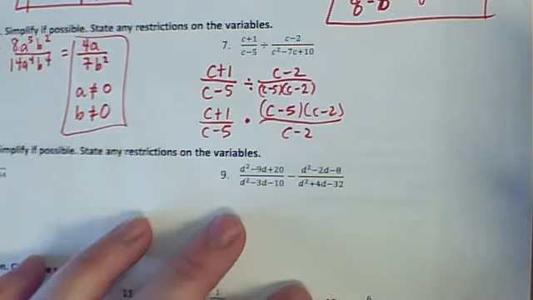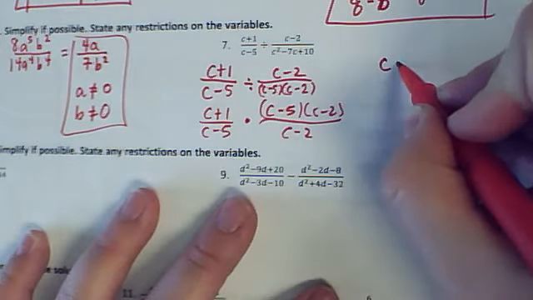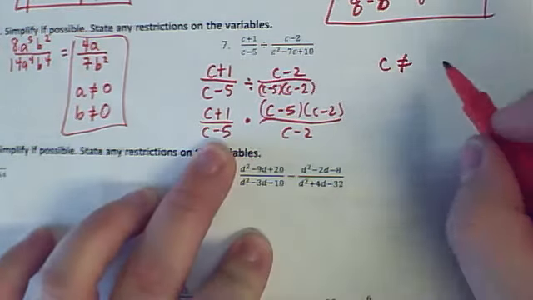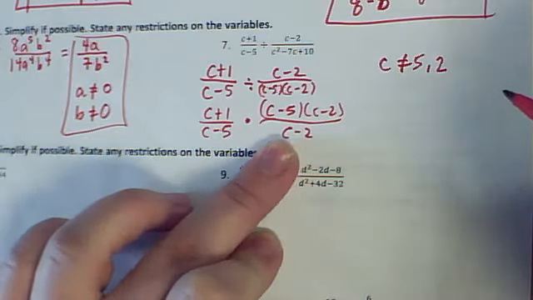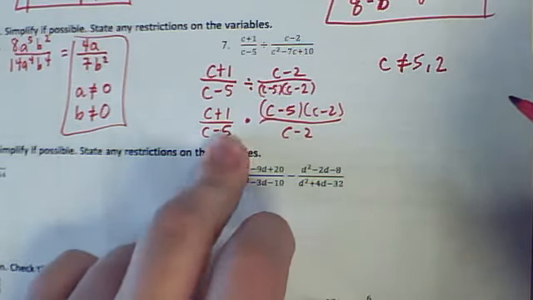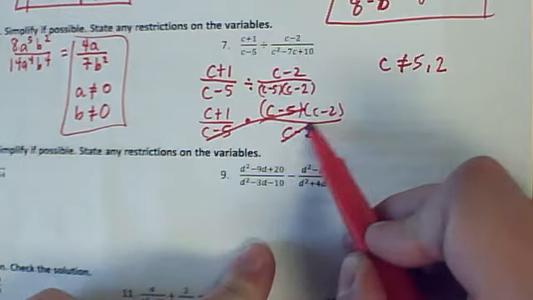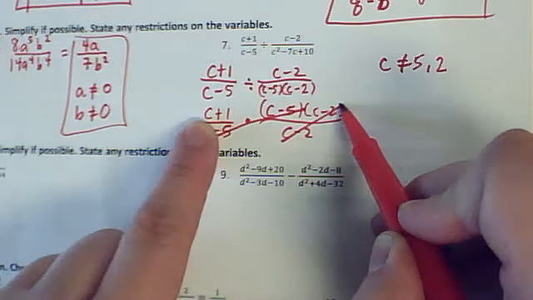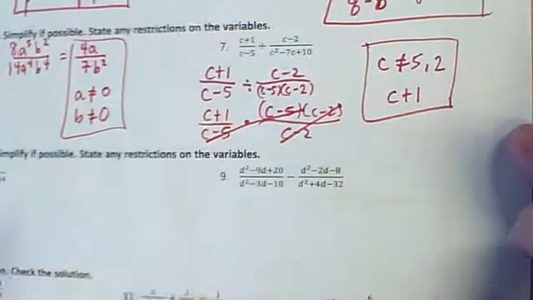Okay, now let's cancel things. Oh, let's write our restrictions first. C cannot be 5 from this first one, 2 from the second one, and I need to look back at the original denominators, and those are both the same as what I already had, so that's fine. So canceling, I cancel the c minus 5s and the c minus 2s, so all that's left is c plus 1, so there's our answer.